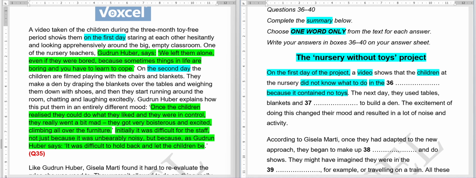So let's read that. A video, so we know this is the video taken of the children during the 3-month toy free period, shows that on the first day they were staring at each other hesitantly and looking apprehensively around the big empty classroom. Okay, so one of the teachers says we left them alone even if they were bored, because sometimes thinking, it said that's the second day then. So obviously our answer is before the second day here.